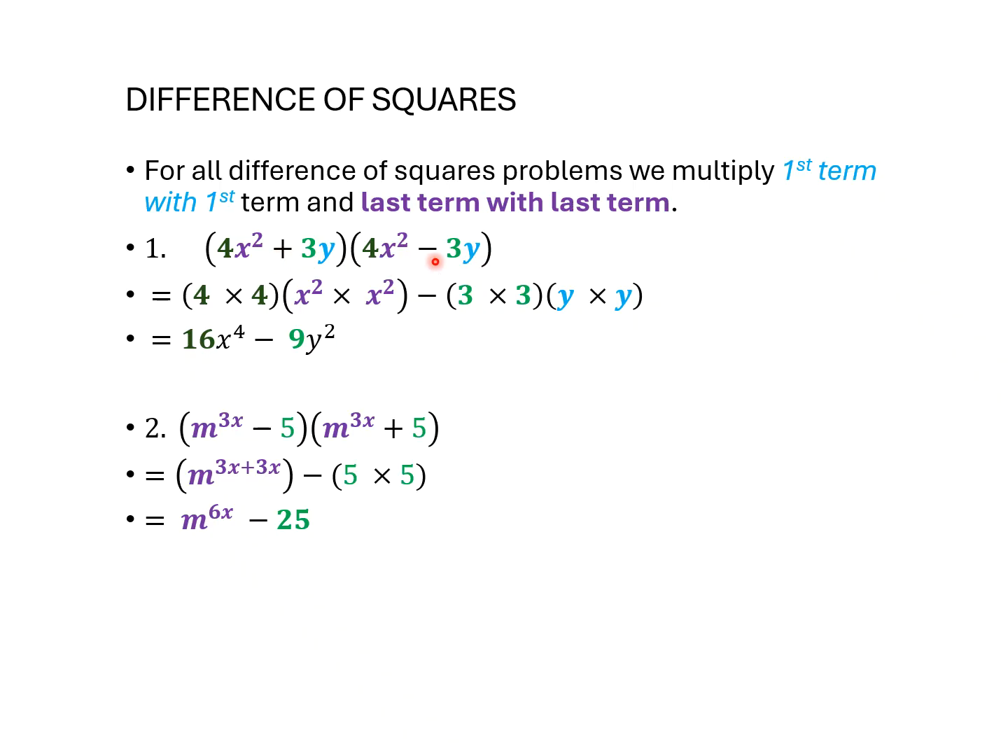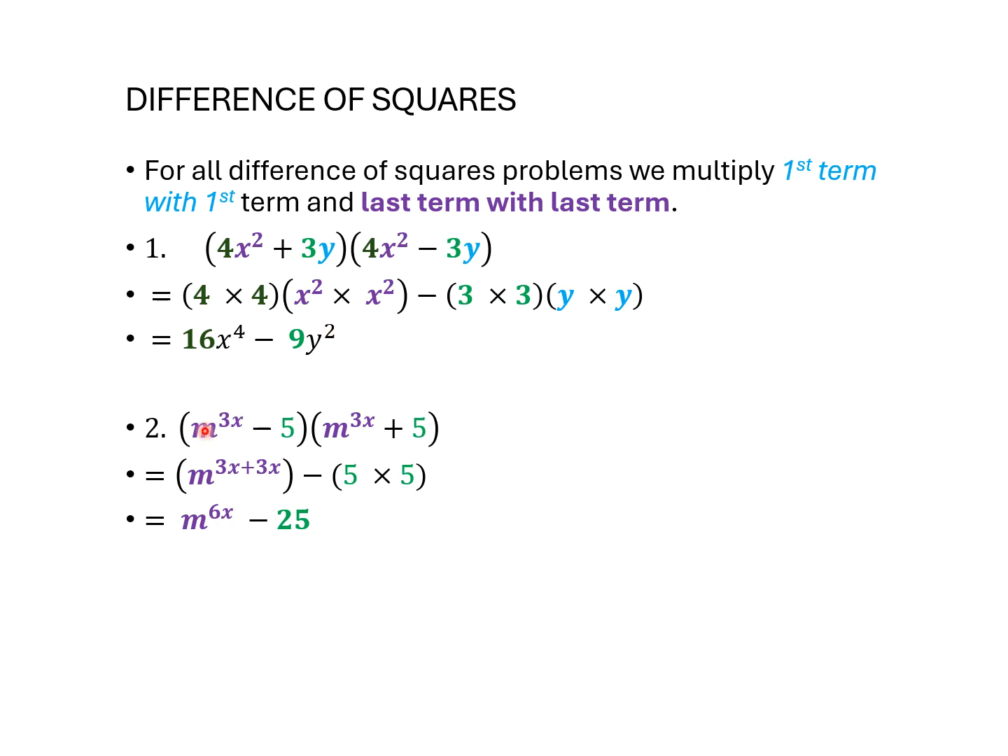So therefore, for multiplication, 4 times 4, x squared times x squared. Positive times negative gives me negative. 3 times 3, y times y. 4 times 4 would give me 16. x squared times x squared, when we multiply and the bases are the same, we add the exponents, so 2 plus 2 gives me 4. Negative, we carry down. 3 times 3, we assume you know is 9. y times y gives me y squared. So that becomes 16x⁴ minus 9y squared.